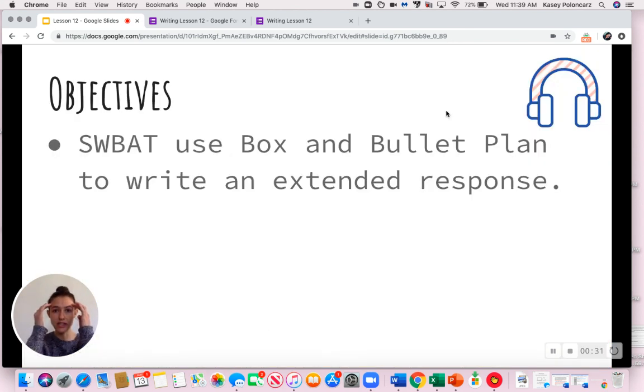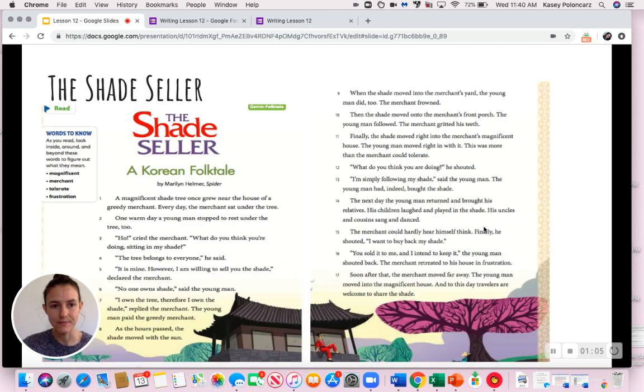Okay, I want you to read our objective. Scholars will be able to, your turn. Scholars will be able to use box and bullet plan to write an extended response. So today we're going to take our plan that we wrote yesterday or the day before, and we're going to turn it into an extended response. This is something that we saw last week, and I'm really excited that we're able to do this again. So this is extra practice at that.